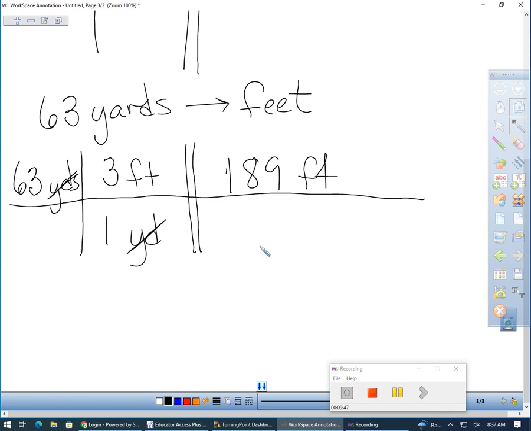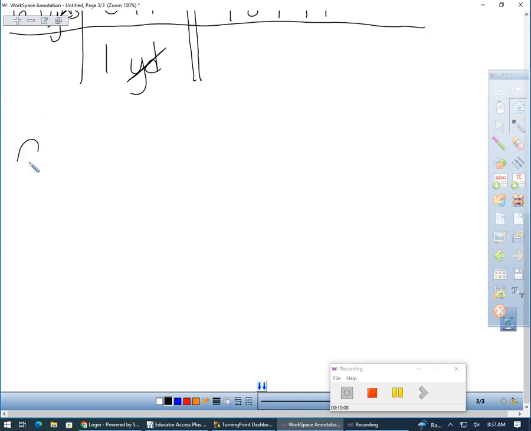It's not that bad. It'll help you stay organized. All right? Questions before I go on to example number 2? Okay. Example number 2.